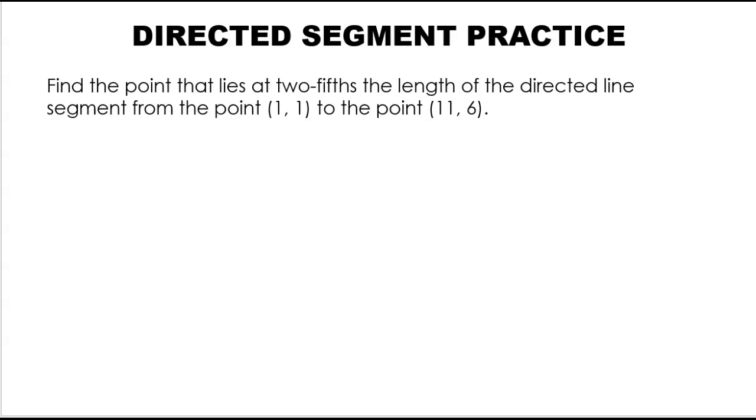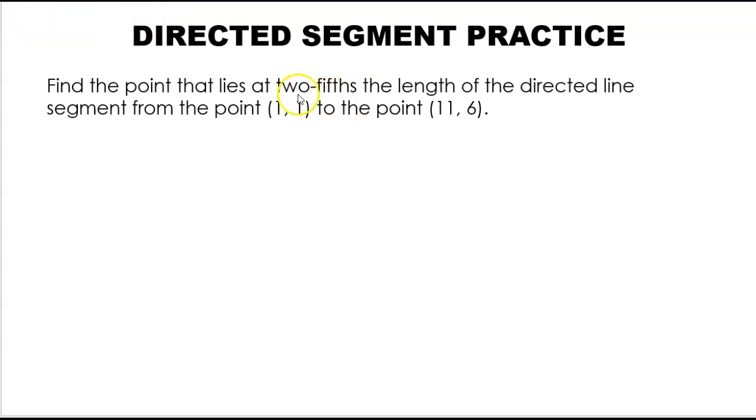Okay, I know this is a lengthier video, but it's a lot of information, and I want to make sure that you guys have a good understanding of it. So here's just an example that we've got to figure out. Are we going to use the midpoint formula, or are we going to use the section formula? Okay, so it says, find the point that lies at 2/5 the length of the directed line segment from the point 1, 1 to the point 11, 6.